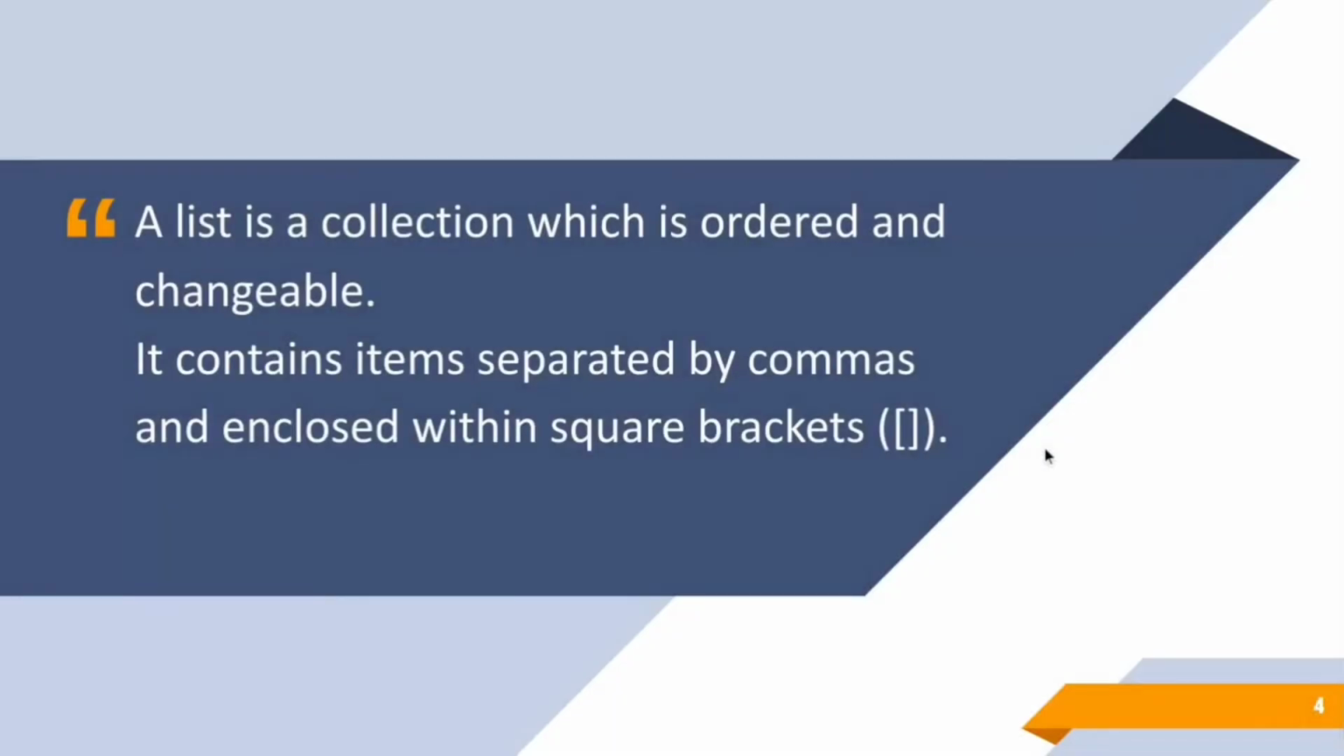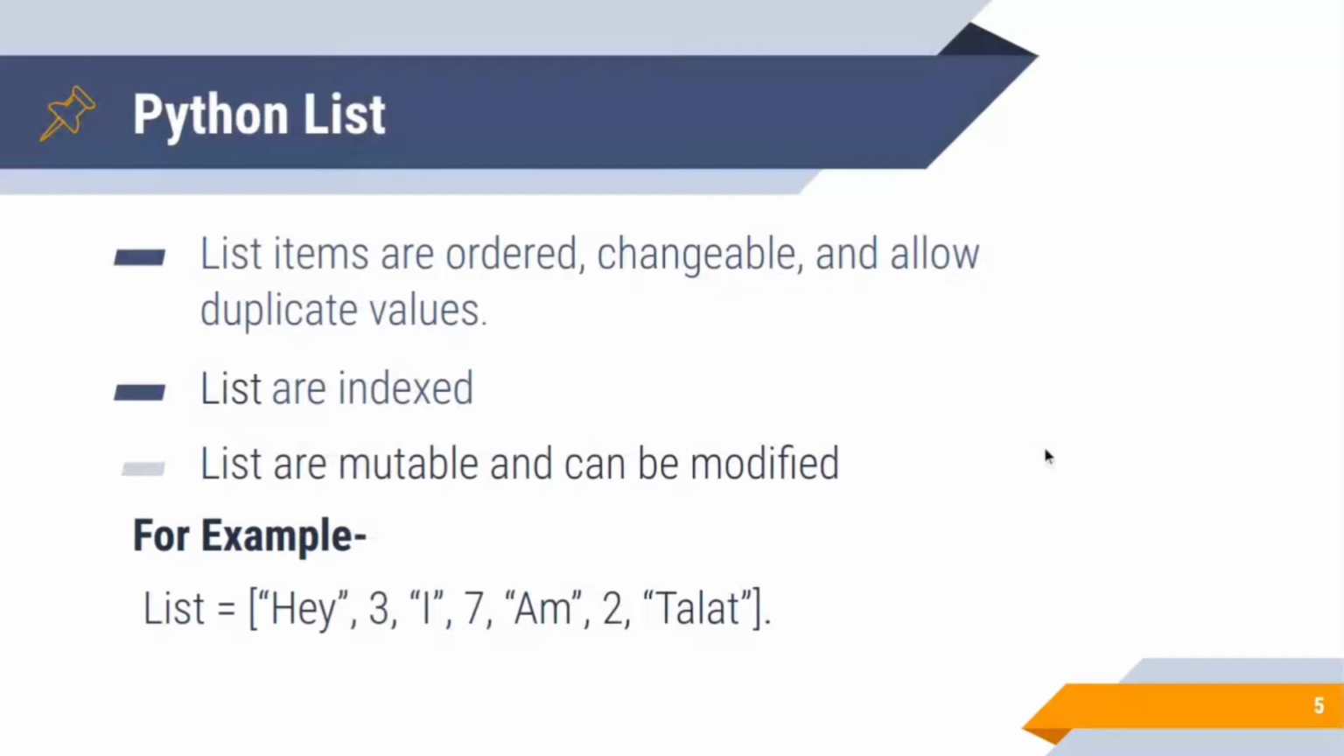A Python list is a collection which is ordered and changeable. Lists are the most versatile of Python's compound data types. Lists are ordered. For example, list is equal to, hey, 3, i. So here a list can contain a string value, an integer value, as well as a list also. Lists are mutable. They can be modified after their creation.